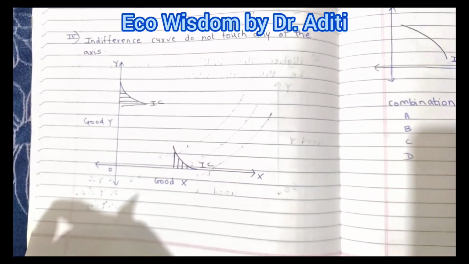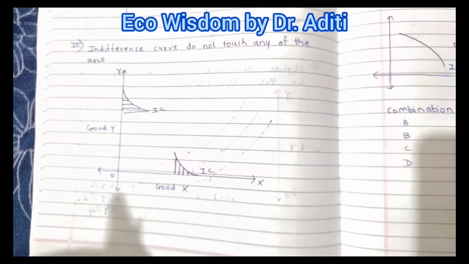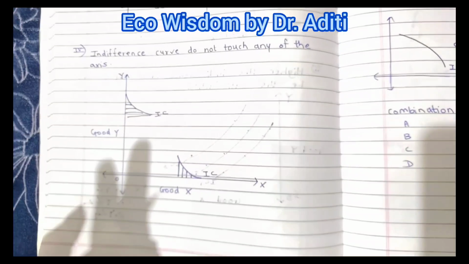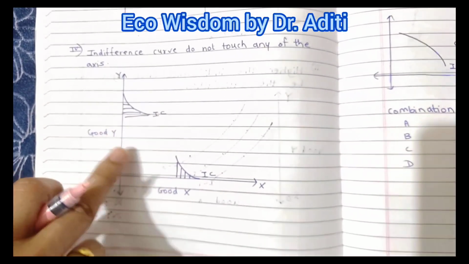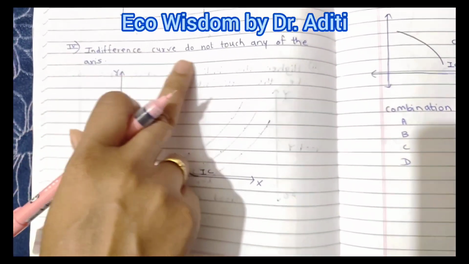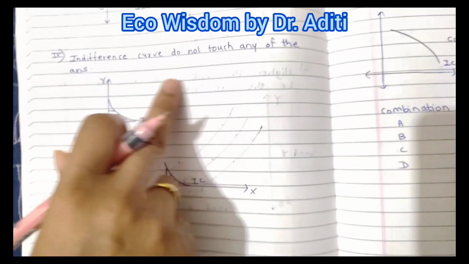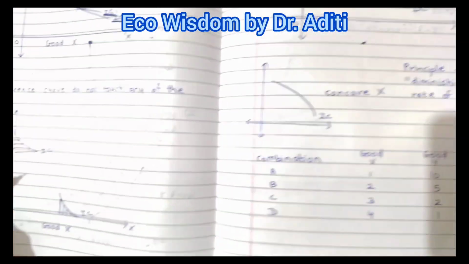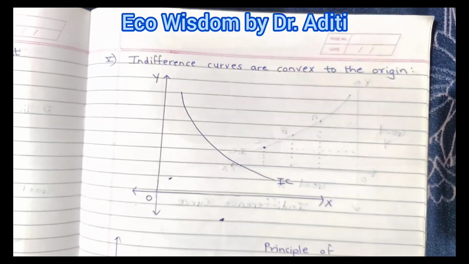An indifference curve is what? It is a locus of points which show combinations of two goods. So two goods is a necessary condition, which is not getting fulfilled in this particular diagram. So an indifference curve cannot touch any of the axes. Now let's move on to the last property, that indifference curves are convex to the origin.